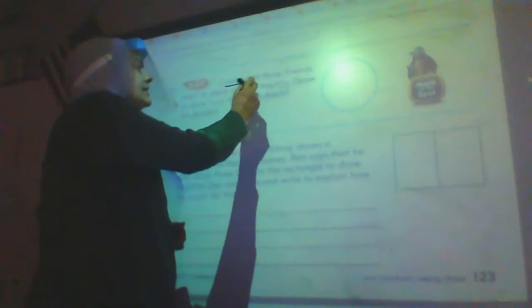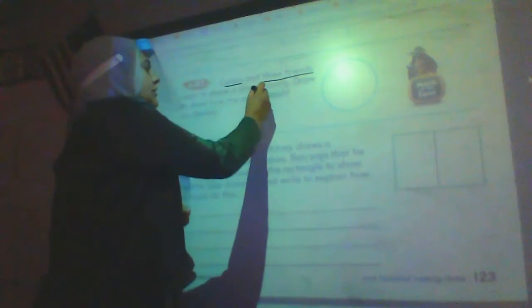Let's look at number 13. Colton and 3 friends want to share a pizza equally. That's a key word. You better box it. Draw to show how the pizza should be divided. That's another key word. You better box it. Okay, equally and divided means you're cutting it into equal parts. Well, how many equal parts?